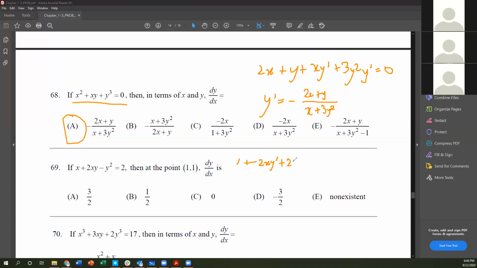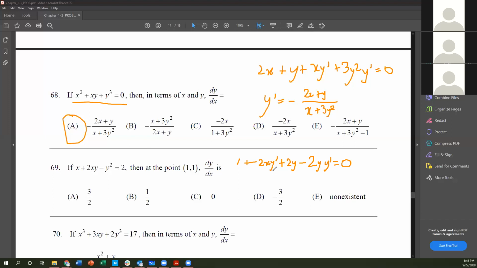2y. Good. And then minus 2y prime equals 0, right? I make this mistake a lot. When you have a constant and you differentiate, it becomes 0, right? Make sure you take that into consideration. And then you just solve for y prime.